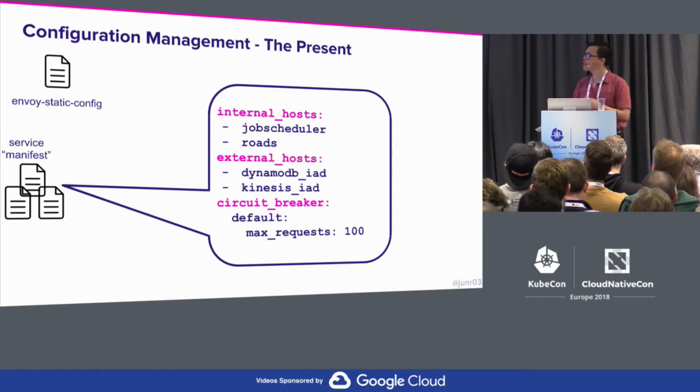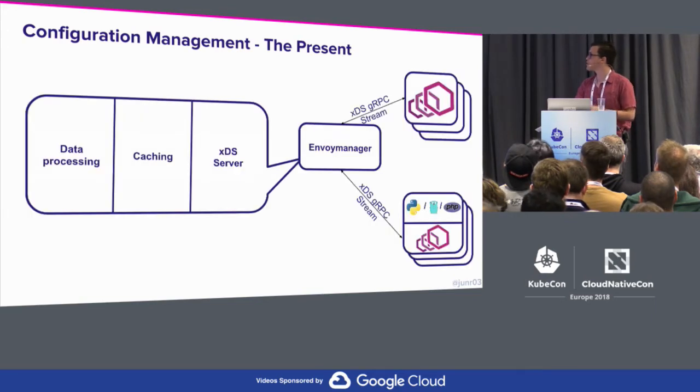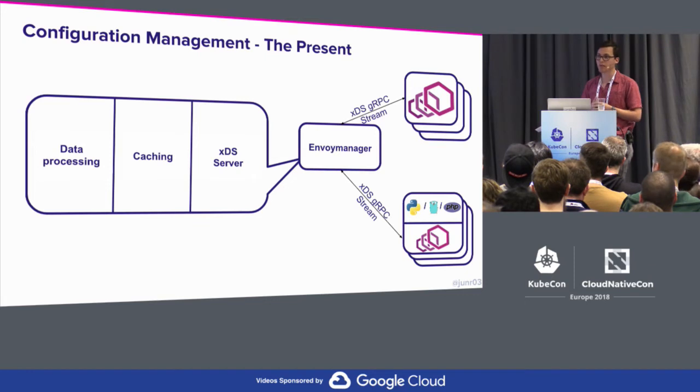So after an end user changes their configuration, the configuration is deployed out to a cloud storage, be it AWS S3 or a GCP solution. It doesn't matter. At Lyft, we use AWS S3. And then on the right-hand side sits Envoy Manager. And Envoy Manager is a Go service that implements the XDS APIs I was describing.